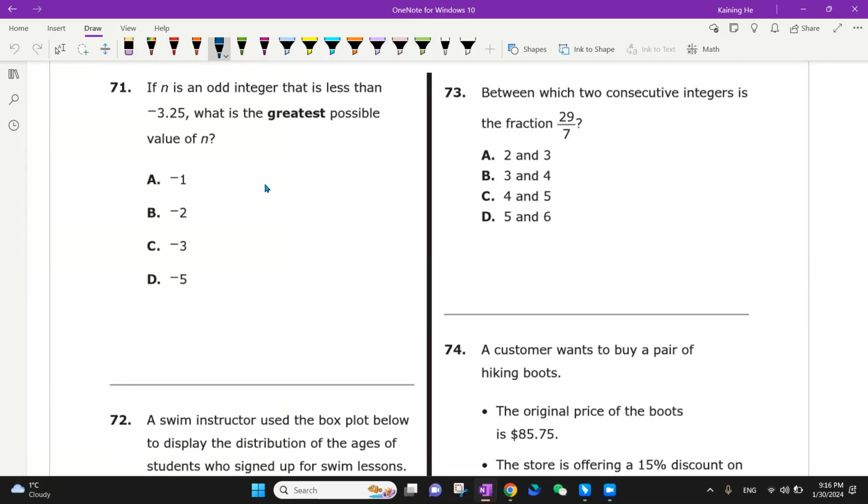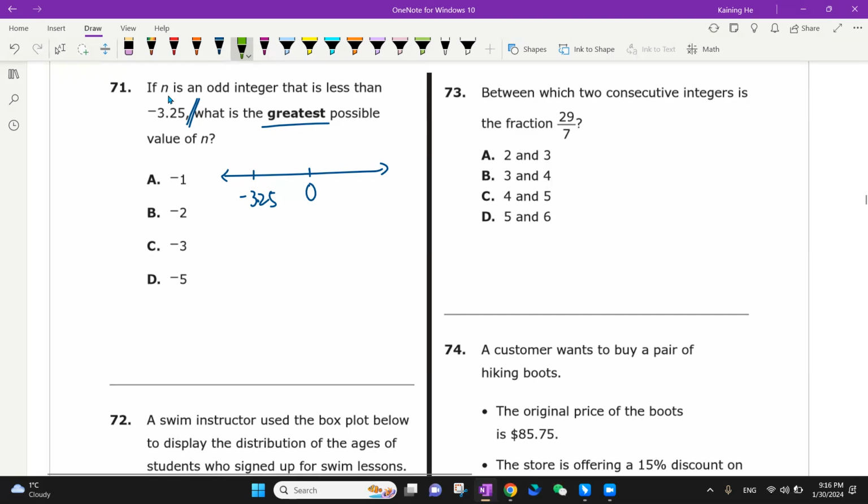Now let's take a look at this one. Question number 71 says, if n is an odd integer that is less than negative 3.25. Now in here, up to this point, we should be starting to draw a number line if you feel this is more convenient for you. Negative 3.25 is going to be somewhere right here, on the left side. It says, what is the greatest possible value for n?